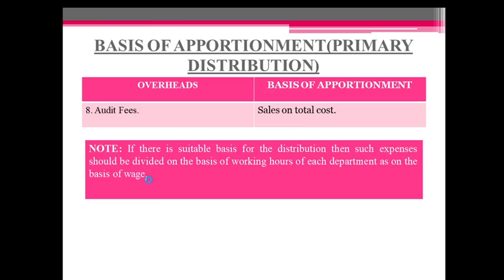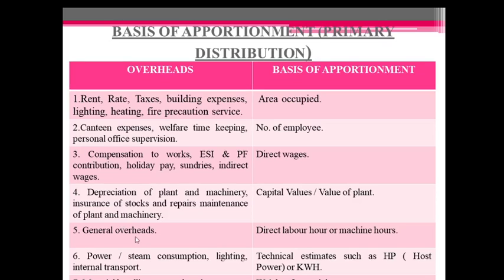Next, general overhead. These general overheads we apportion on the basis of direct labor hours and machine hours. Next, power or steam consumption, lighting, internal transport. These expenses we have to bifurcate under technical estimates such as HP, meaning horsepower, or kilowatts, sorry, kWh. On the basis of this we apportion.